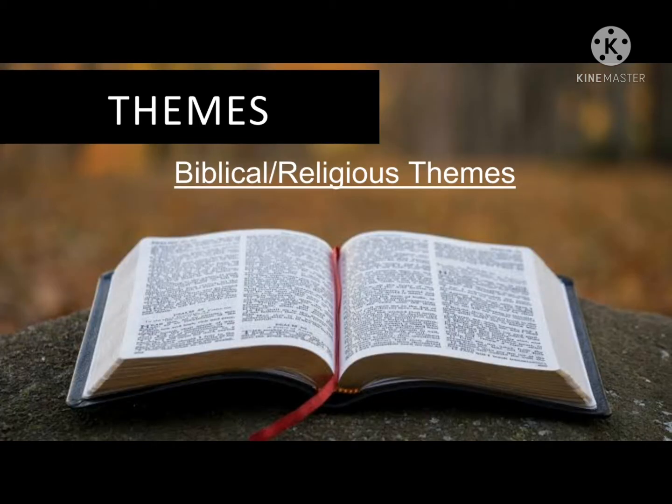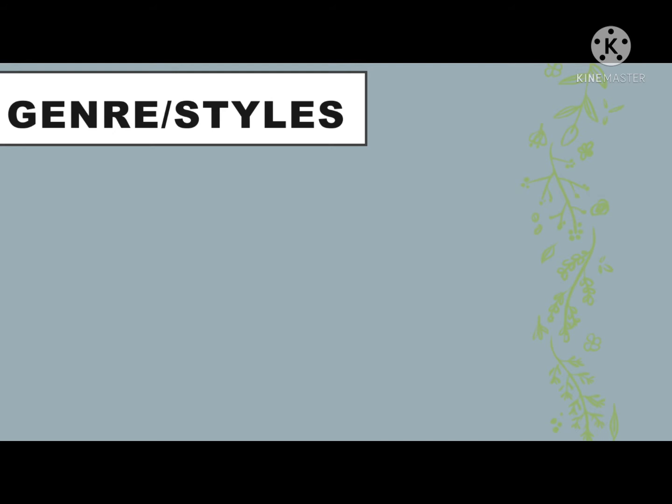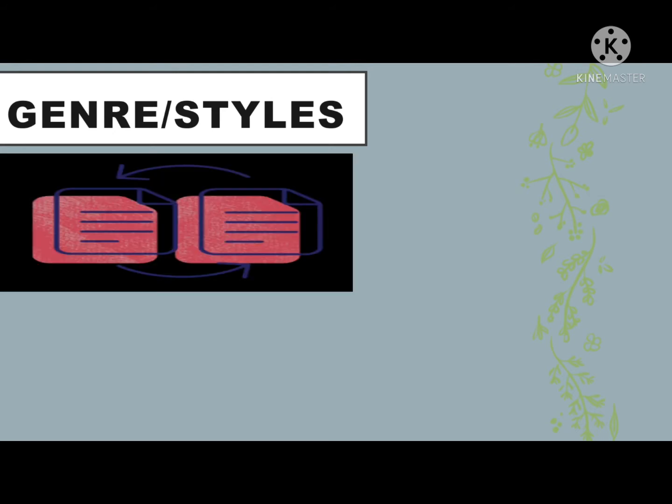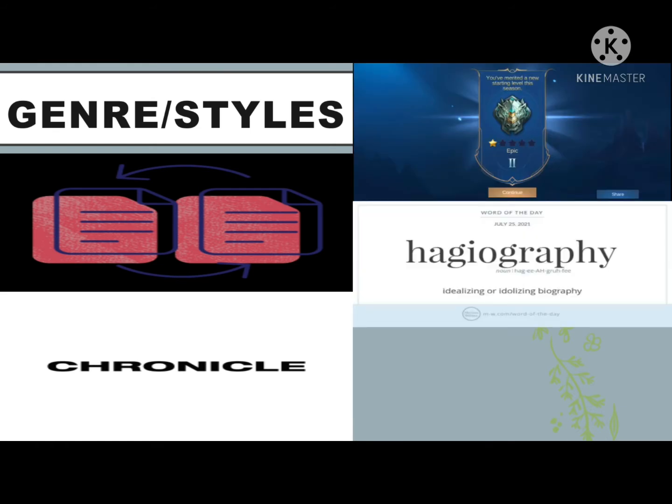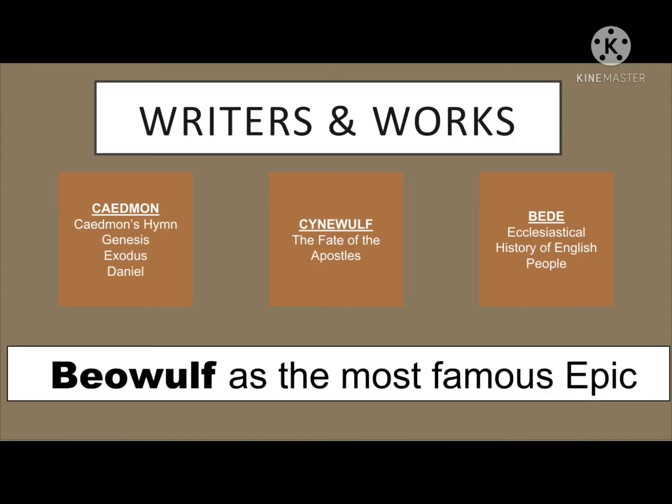The common themes displayed in the collection of works revolve around religious or biblical themes. The reason is, during this period, Christianity was already widespread, not just in England but in other countries as well. In this, we may quote Pope Gregory with the help of Saint Augustine. Now, for the genres or styles, we have Bible translations, chronicles, epic poetry, hagiographies, and sermons.